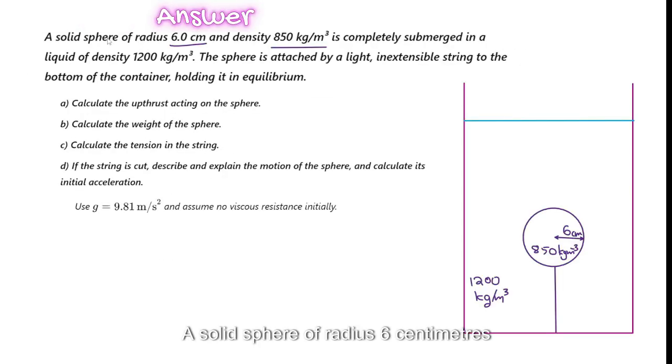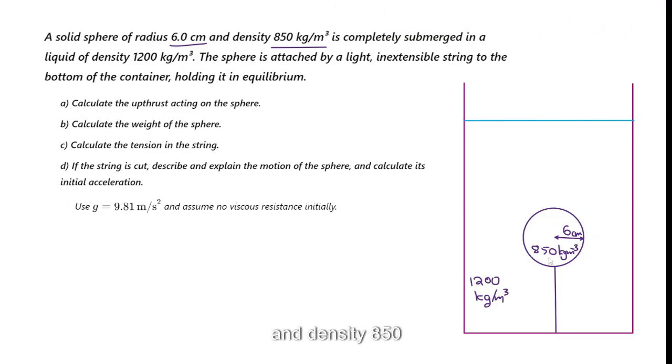A solid sphere of radius 6 centimeters and density 850 kilograms per cubic meter is completely submerged in a liquid of density 1200 kilograms per cubic meter. The sphere is attached by a light inextensible string to the bottom of the container, holding it in equilibrium. So we can mark the tension here as capital T. Calculate the upthrust acting on the sphere.